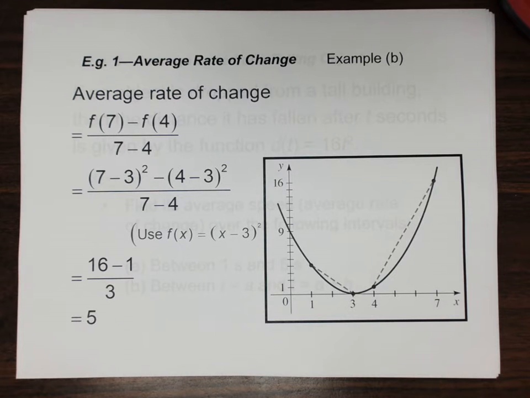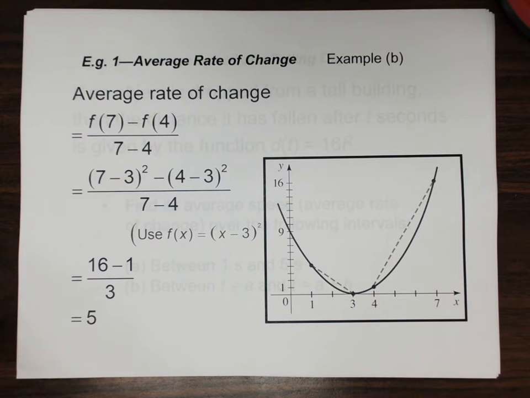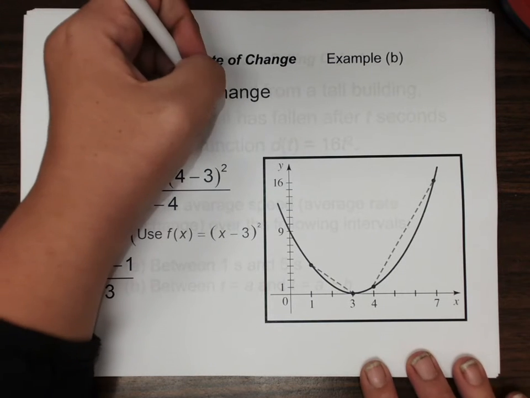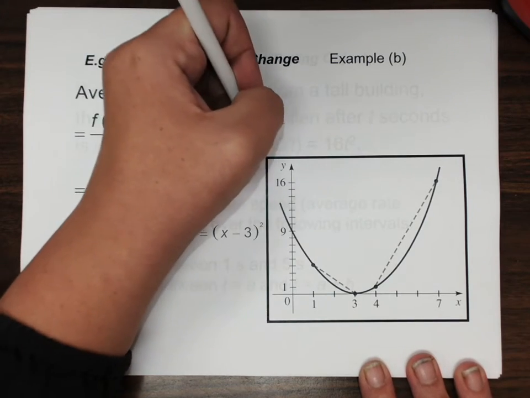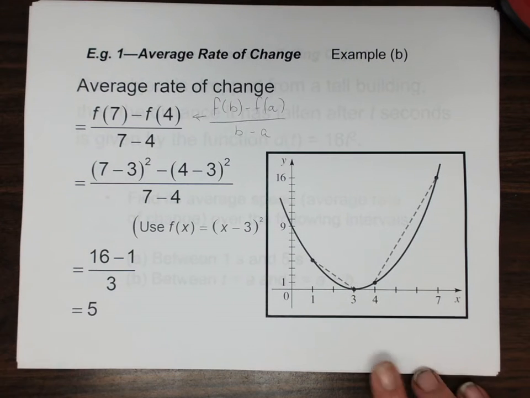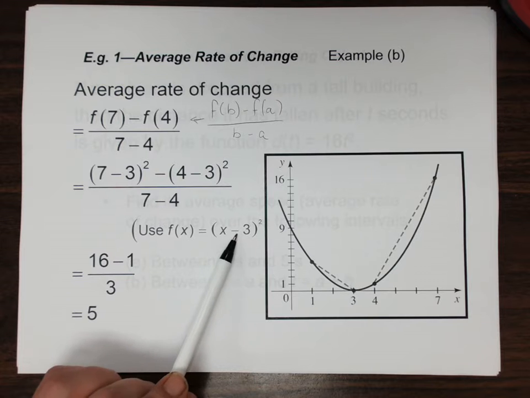Now let's go ahead and look at computing between 4 and 7, right? That's our second interval. We wanted to know what is the average rate of change here between x equals 4 and x equals 7. Again, here's our function notation, f of 7 minus f of 4 over 7 minus 4. Filling in this equation, f of b minus f of a over b minus a, right? That's what this is. And then computing the actual values using the equation given, right?